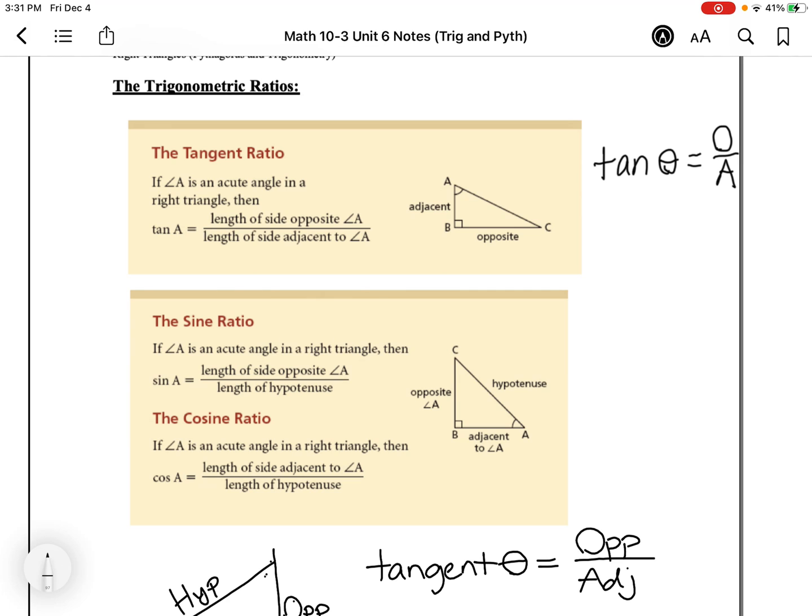Then the next one is sine. It's spelled S-I-N-E, but we only use the first three letters to abbreviate. S-I-N of an angle is equal to the length of the opposite side over the hypotenuse. And then finally, the cosine ratio. We just use the first three letters again. The cosine of an angle is equal to the adjacent side over the hypotenuse.